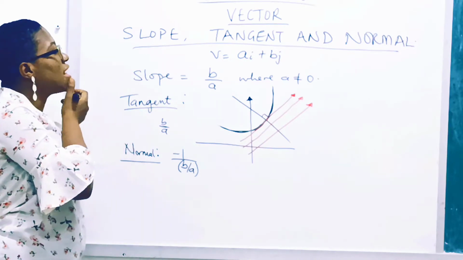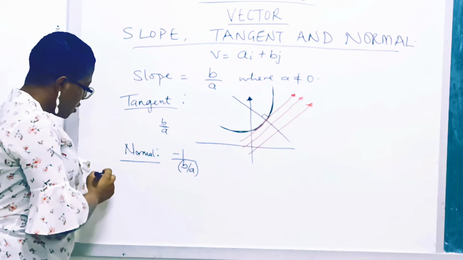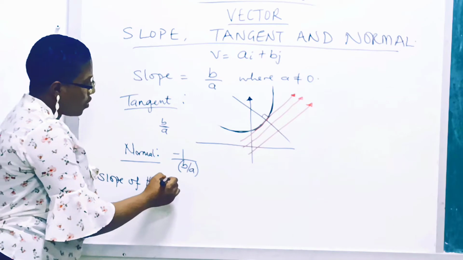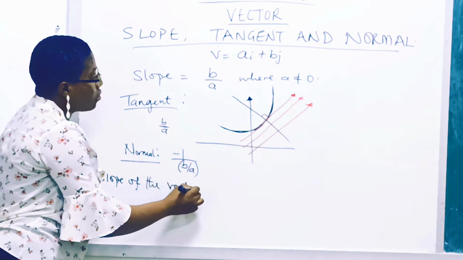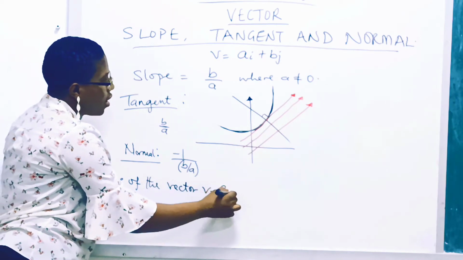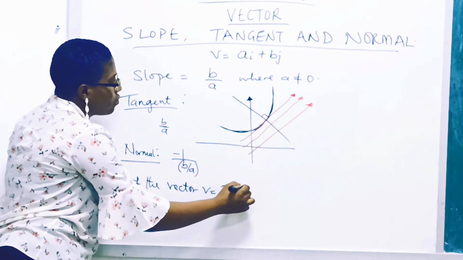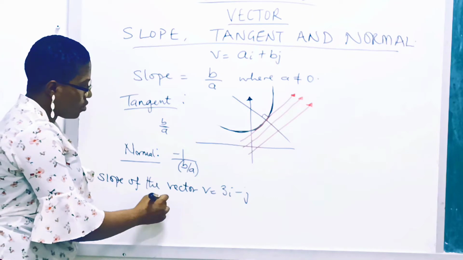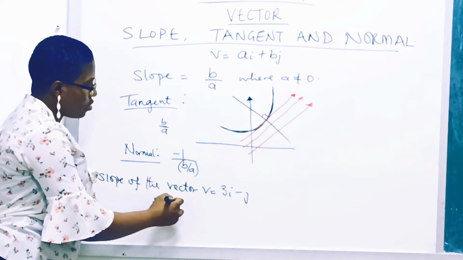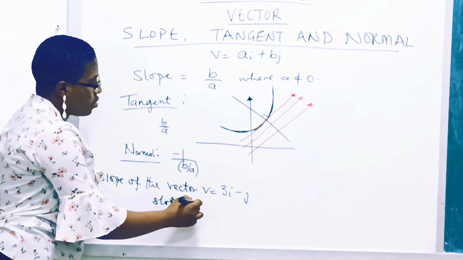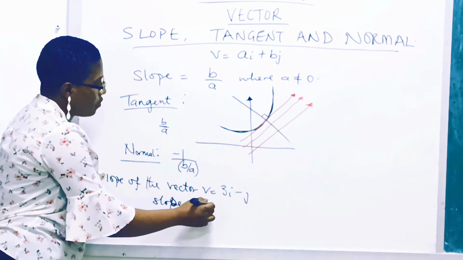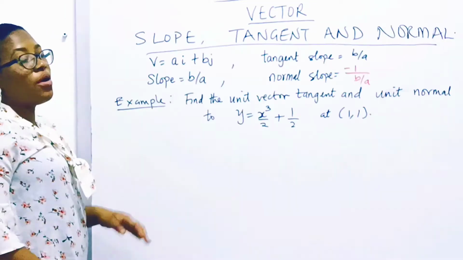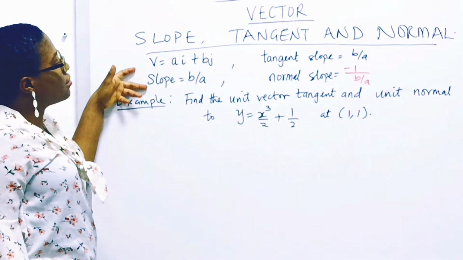So let's now take an example. We're going to get the slope of the vector V equal to 3i minus j. What do you have the slope to be? 3 over minus 1? Not quite, it's minus 1 over 3. Minus 1 over 3, because this is b over a. So I've taken time to write down the formulas here.